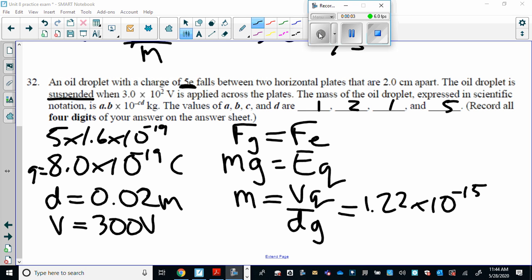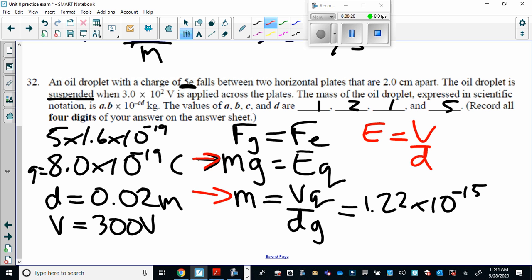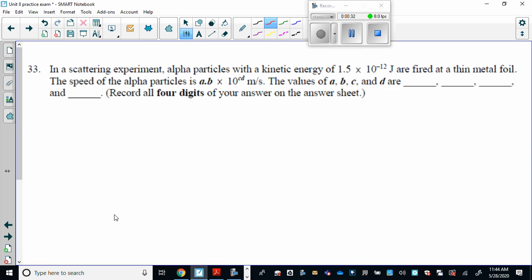Last video for the practice test. Just to go back to question 32, because I'm not sure if I explained that well. I assumed that when we went from this step to this step, we have to remember that E equals V over d: electric field strength equals voltage over distance. So that's how this became that. Okay, so now let's move on to the next question.